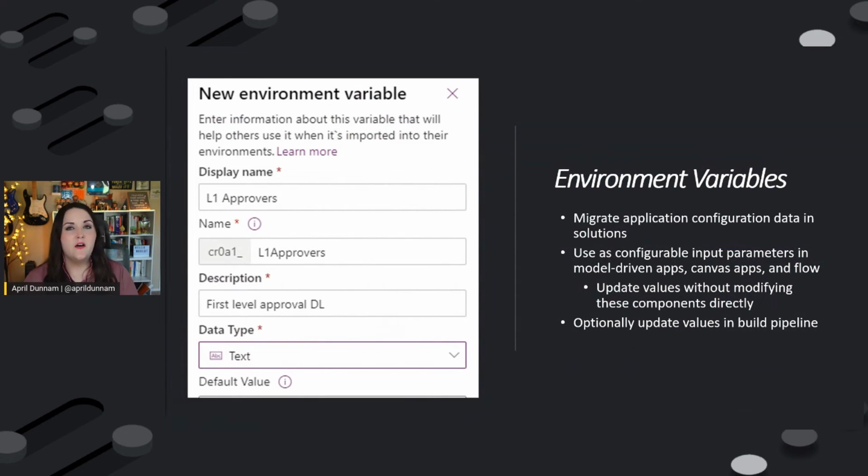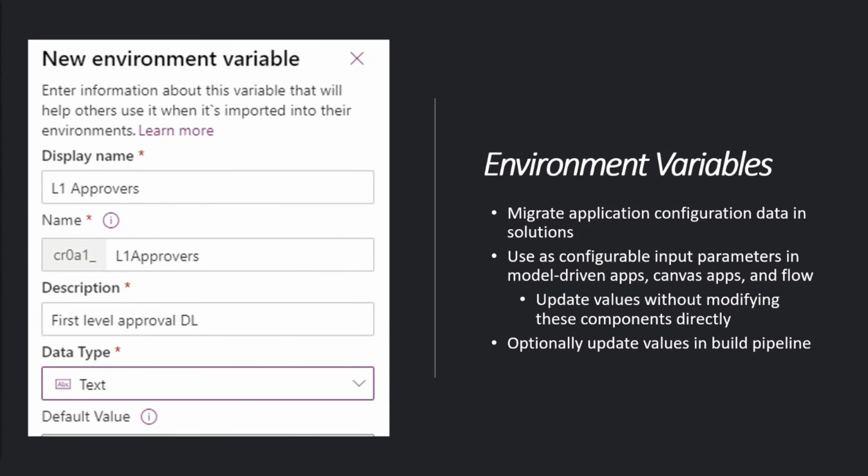Now, another thing that it offers to make it feel like a true application development tool is something called environment variables. And really, that's just the Power Platform's way of giving us the ability to have a config file when we're packaging up the solutions that we build on the Power Platform. So we can migrate these application configurations, and we can use configurable input parameters inside of all of our different types of Power Apps or our Power Automate workflows that we built. And we can update values without having to modify the components directly. So we can have that config file and make a seamless experience for moving our applications from dev, test, or prod and into other tenants.